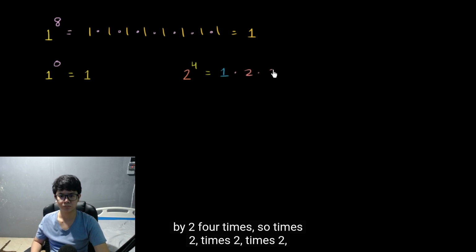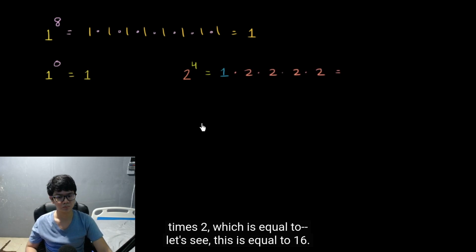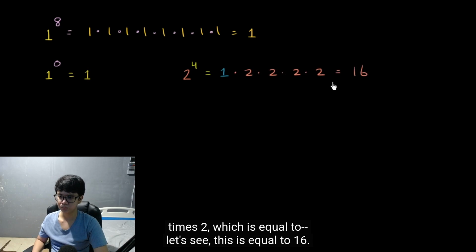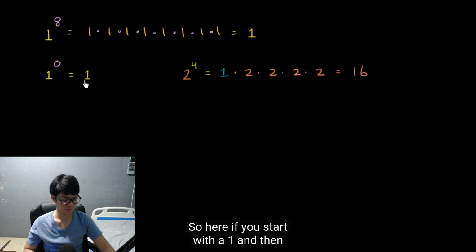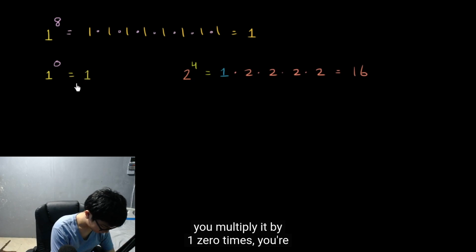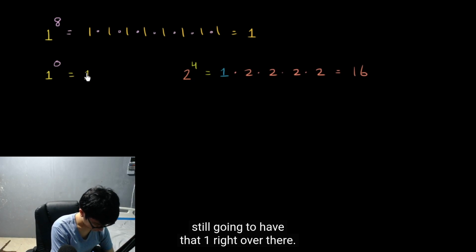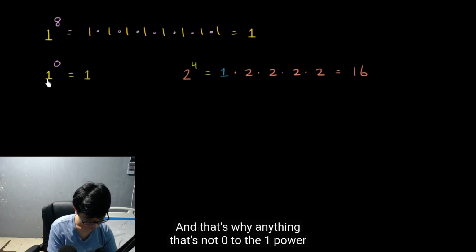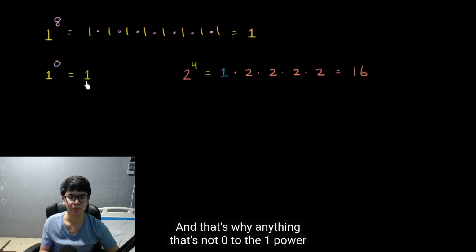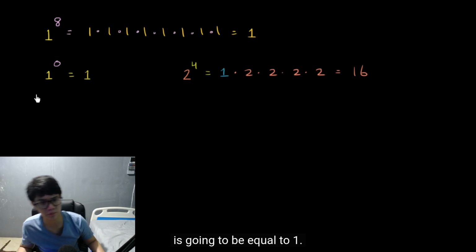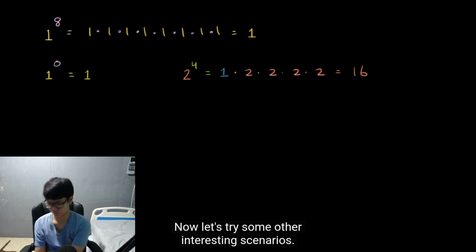So times 2, times 2, times 2, times 2, which is equal to 16. So here, if you start with a 1, and then you multiply it by 1 0 times, you're still going to have that 1 right over there. That's why anything that's not 0 to the 1 power is going to be equal to 1. Now let's try some other interesting scenarios.